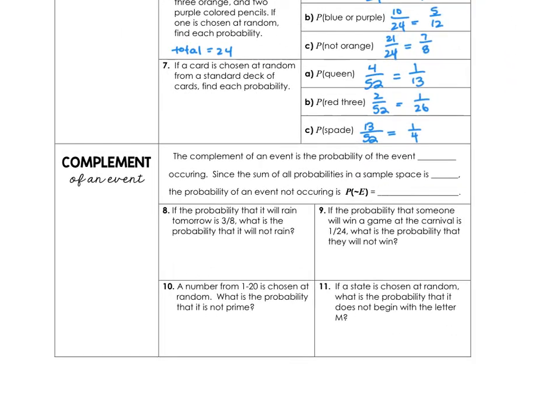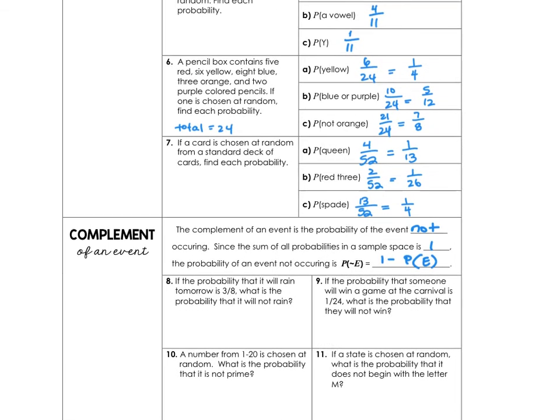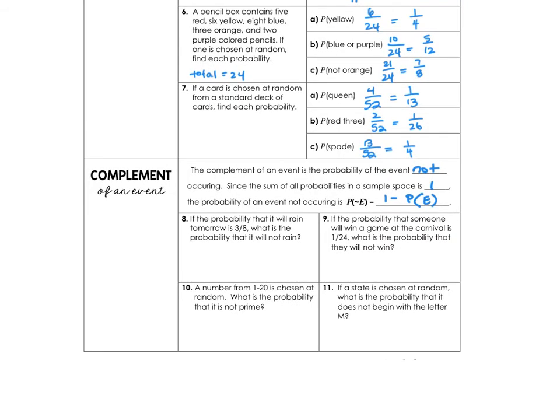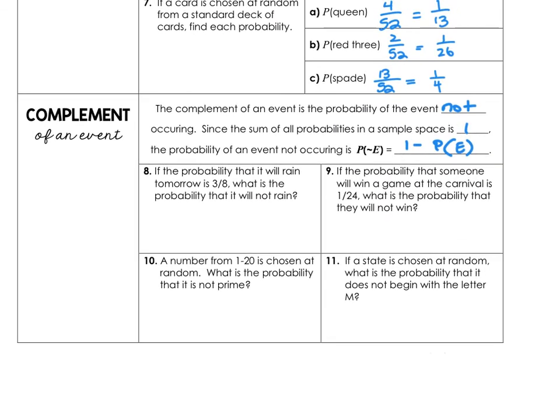All right, let's briefly talk about the complement of an event. The complement of an event is the probability of the event not occurring. Since the sum of all probabilities in a sample space is 1, the probability of an event not occurring is the probability of the opposite, right? So we would say it's 1 minus whatever our probability was, okay? So let's go back up here. So well, we'll jump into the examples down here. It'll make sense once you see it.